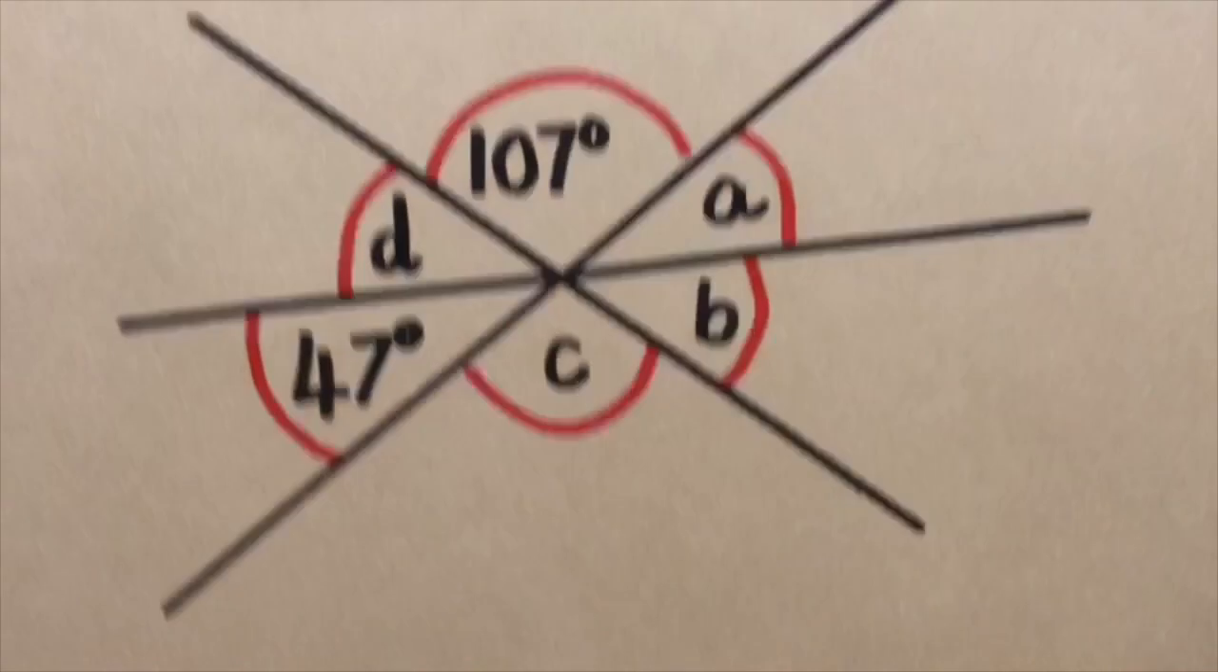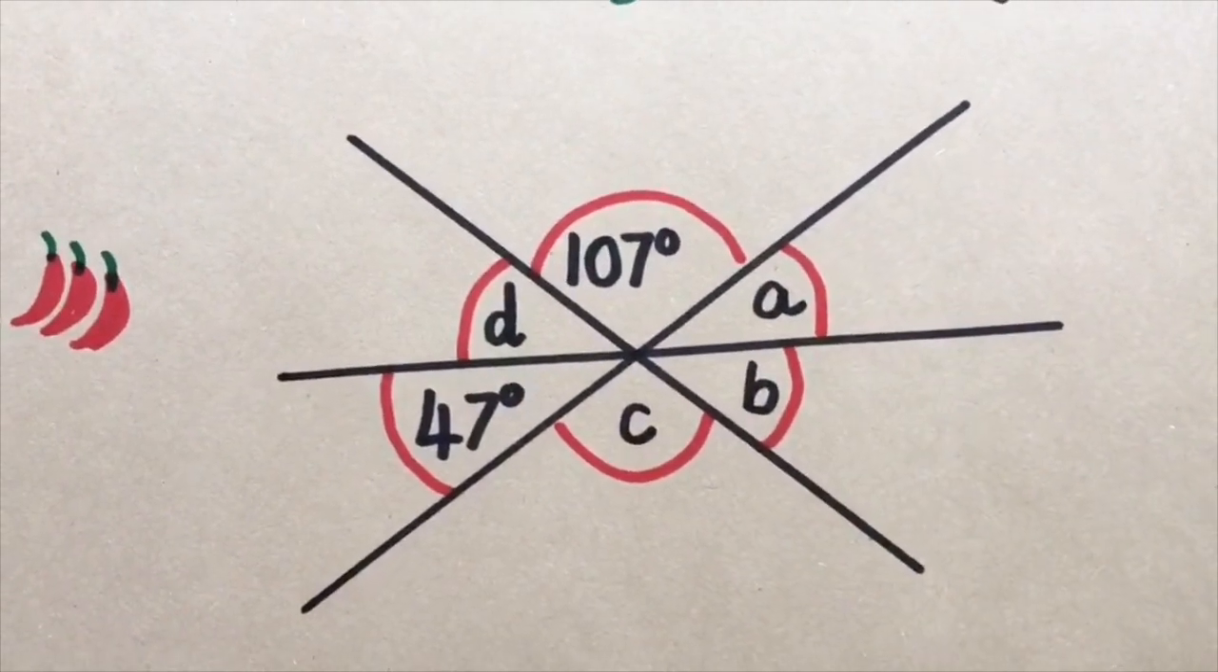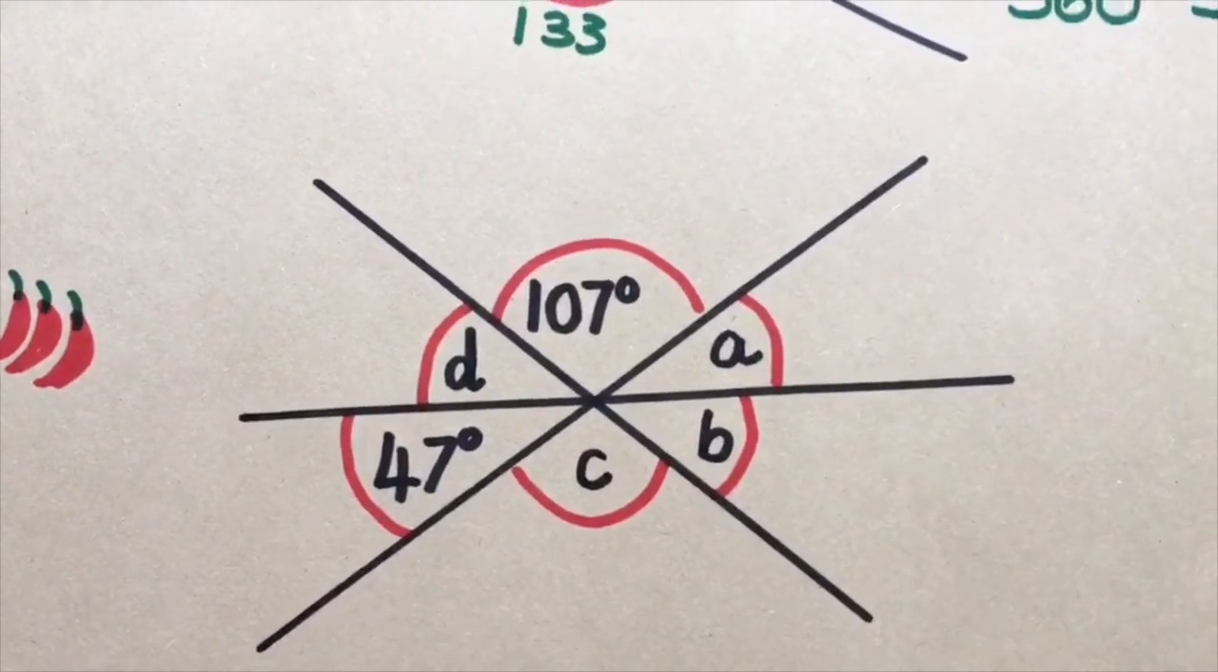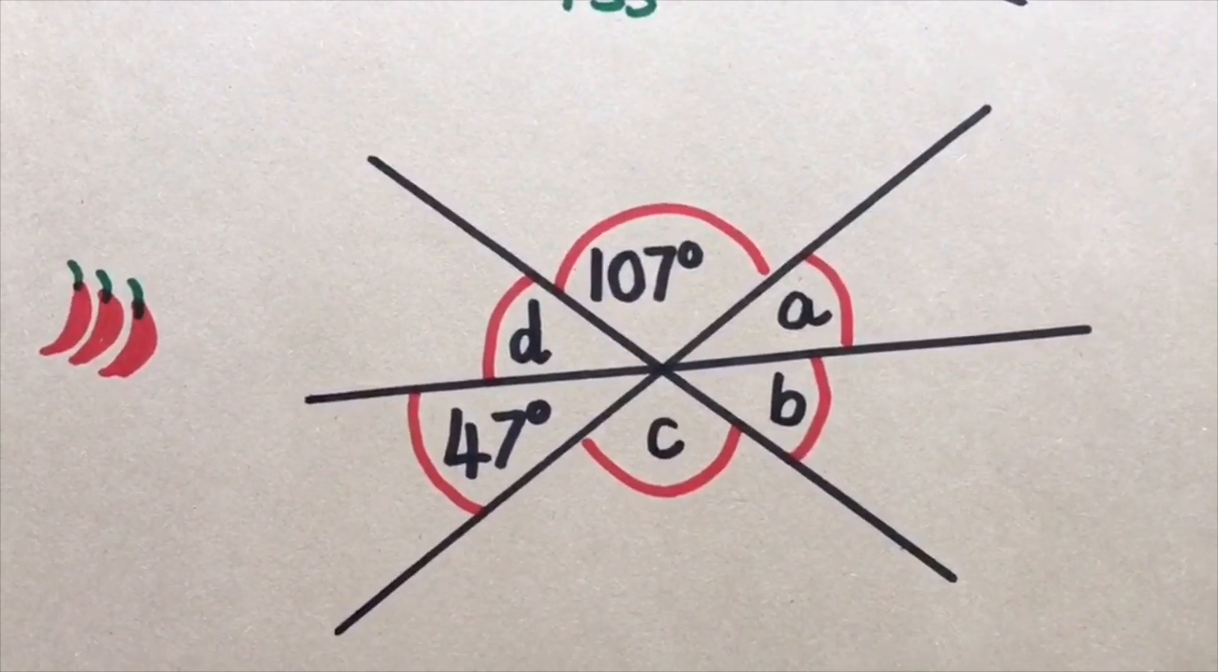Okay, let's look at the Chile 3 challenge. And for this one, I'm going to let you have a go. Use the information that you've learnt in the lesson and see if you can work out missing angles A, B, C and D.